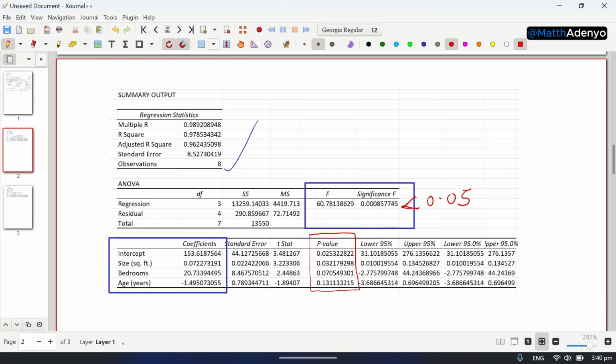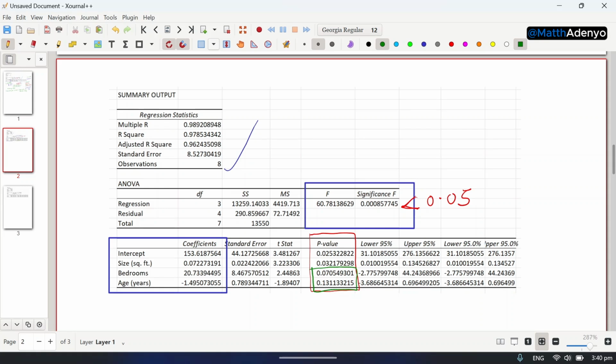It shows us that these two, the number of bedrooms and the age, are not contributing much to the regression. That is, they are not really significant. So if we don't include them, our model will still be significant, and we can still predict the price correctly. Once these values are too big, you can remove them and then do another regression analysis.